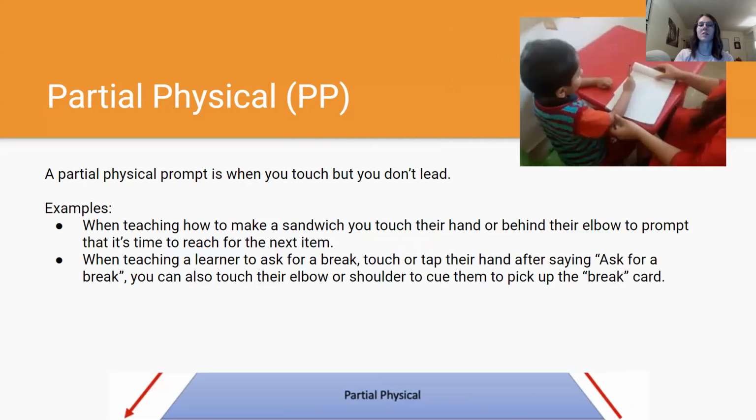So partial physical means that you don't touch their whole hand. You're starting to fade the touch and lead with just parts of the body. So a good rule of thumb is the further away you are from holding their hand, the more that is a faded prompt, the more fading you've done. So elbow, shoulder, and back. So that's how you would do it with a sandwich. You would touch their elbow and kind of lead it towards the next item. With a break card, you can do the same thing, kind of lead their arm or their shoulder, say ask for a break, and then tap their shoulder or their wrist.